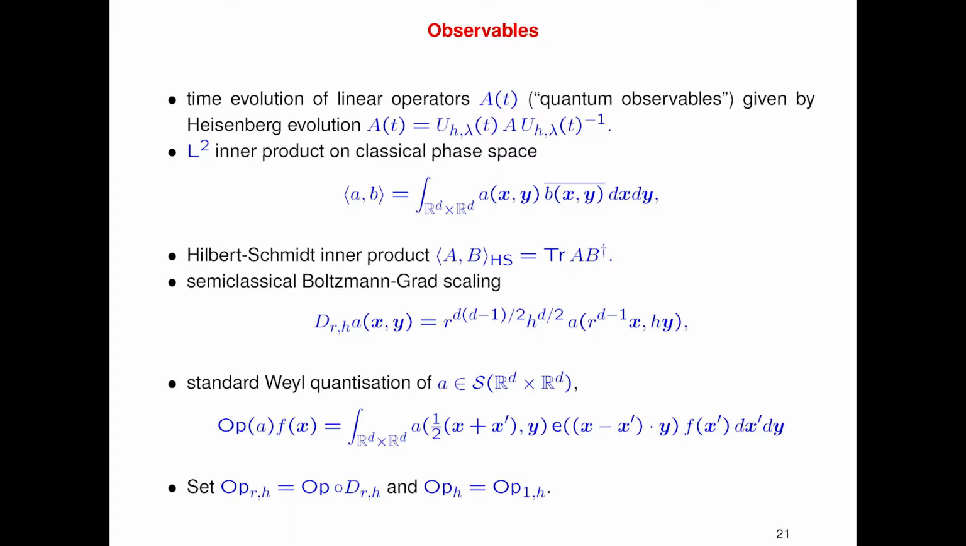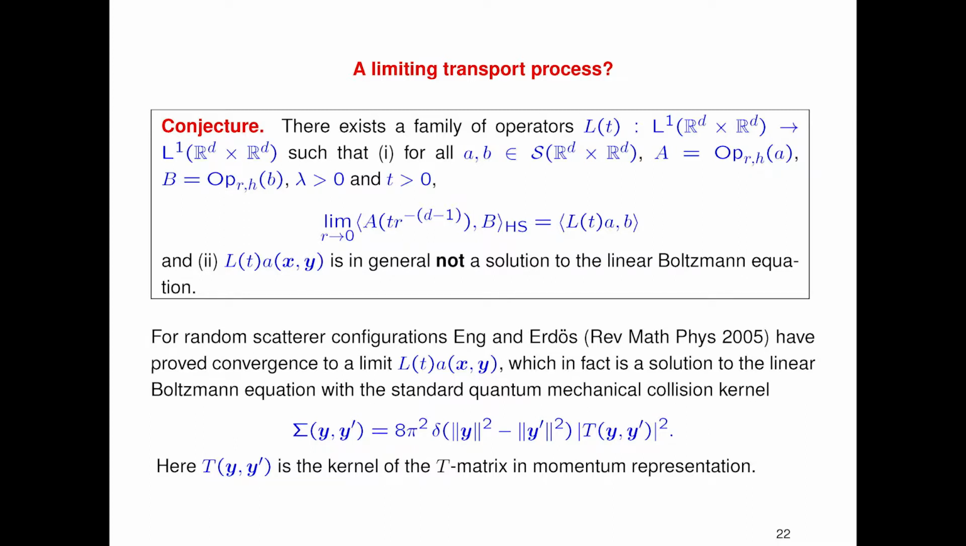And now I'm using this to define a quantization by first doing my semi-classical Boltzmann-Grad scaling on my function on R^d cross R^d, and then Weyl quantizing it in this way. That gives me a Boltzmann-Grad scaled quantum observable. Now, if we do exactly what we've done before, this is the analog of a weak limit. We start with an initial observable, scaled in this way. We propagate it according to this rule, so-called Heisenberg evolution. We test it against another fixed observable, which again is scaled in the semi-classical Boltzmann-Grad fashion. And we ask, is there a limit?